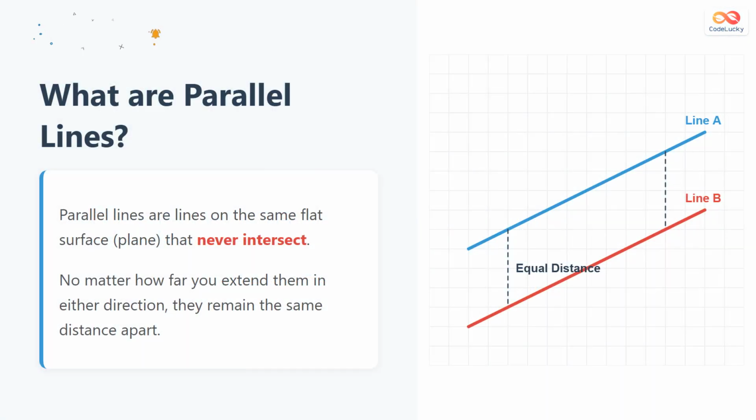First, let's define what parallel lines are. Parallel lines are two or more lines that lie on the same plane but never intersect. No matter how far you extend them in either direction, the distance between them always remains the same.